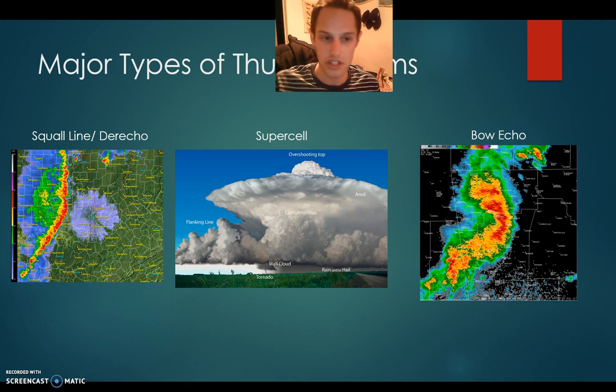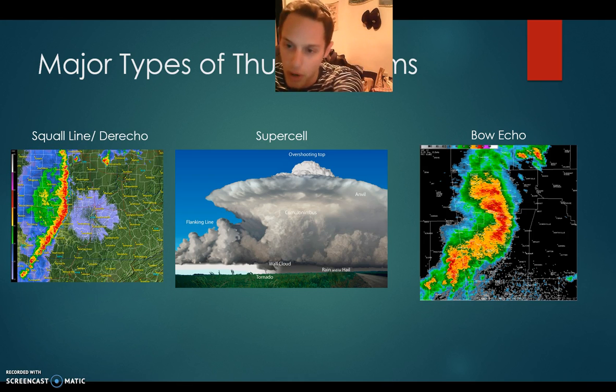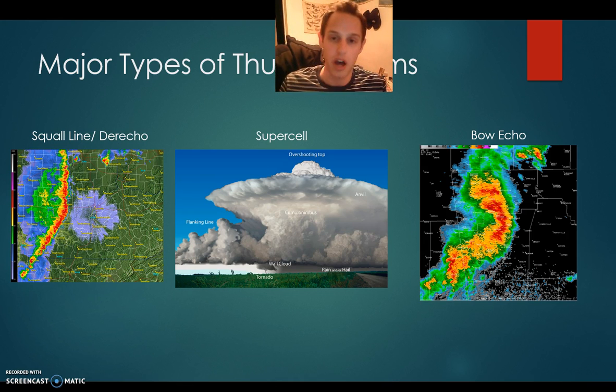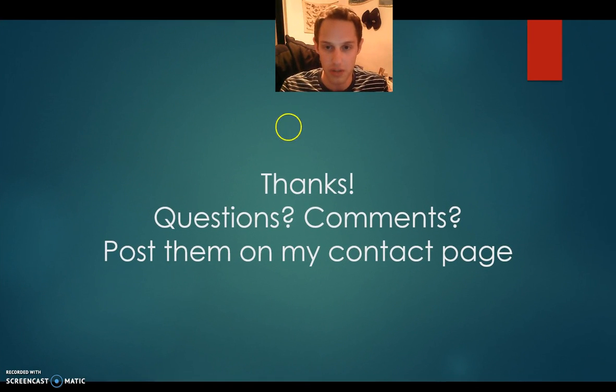It's just not as large as the squall line and derecho. Derechos and squall lines can span a bunch of states. The bow echo can span maybe a couple of counties. But bow echoes are usually much stronger, and they can sometimes contain tornadoes. And as you see, it has this bow type of shape, hence the name bow echo. These also are accompanied by strong, gusty winds.